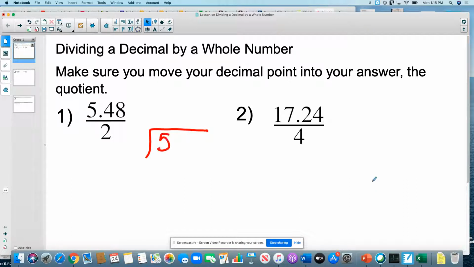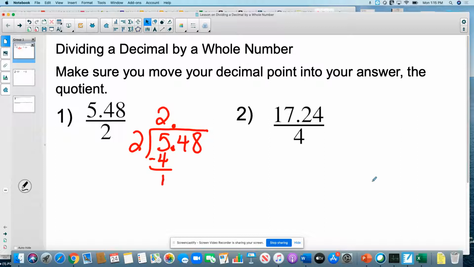is called the quotient. So I'm going to put my 5 and 48 hundredths inside the box for the dividend, and the 2, the divisor, outside. Most important thing, make sure that decimal point goes straight up in your answer. And you divide like normal. 2 goes into 5 twice. It goes above the 5, which is 4.